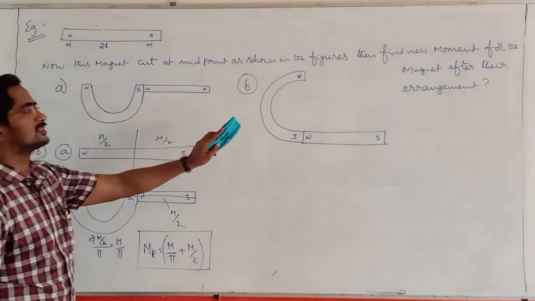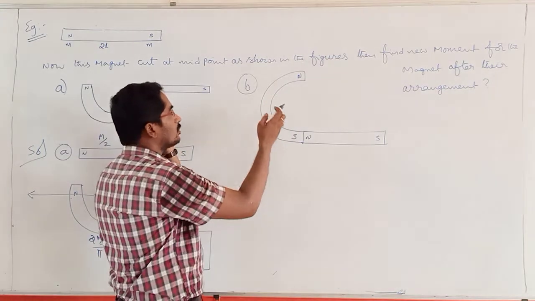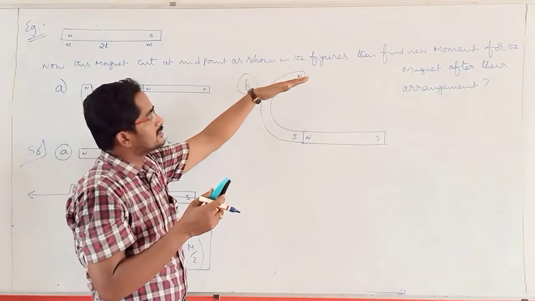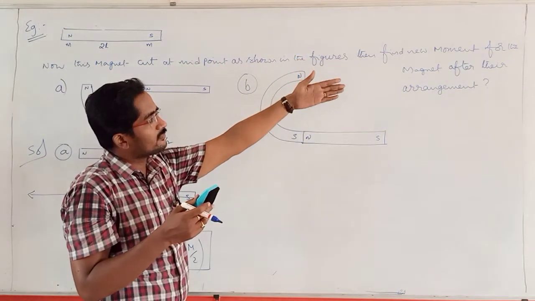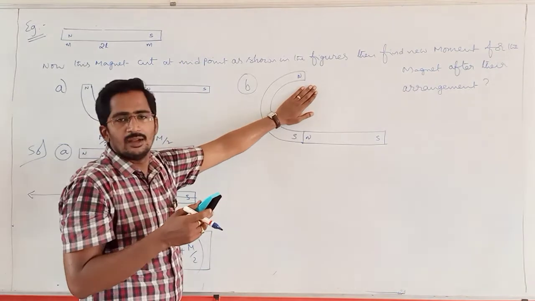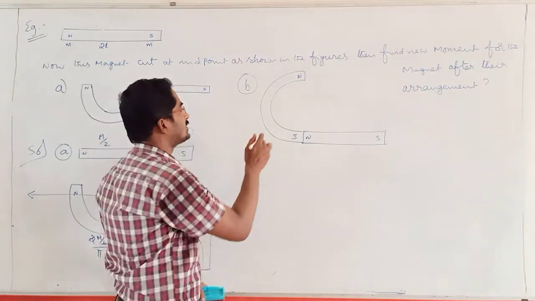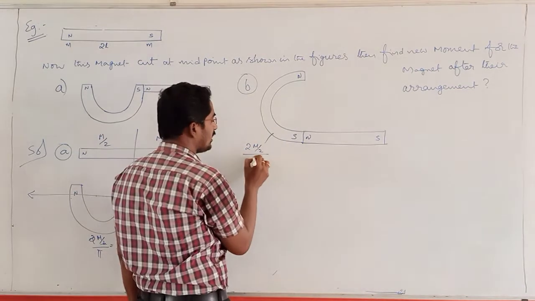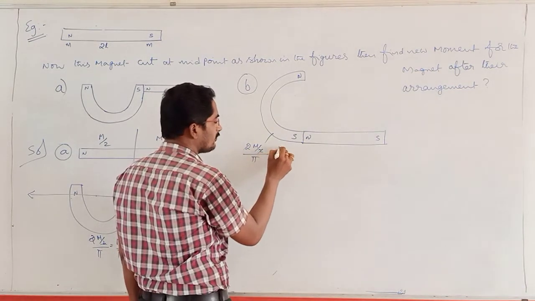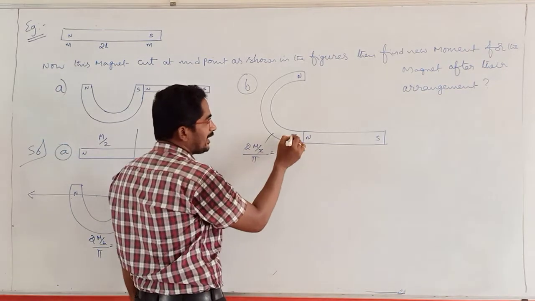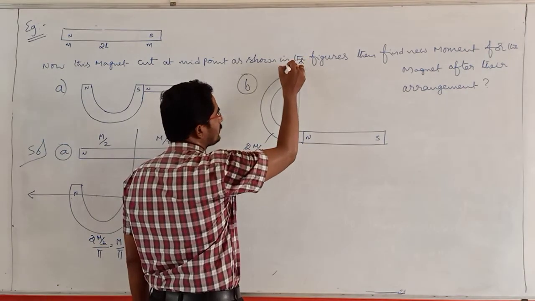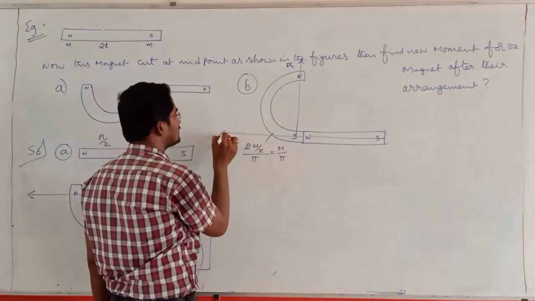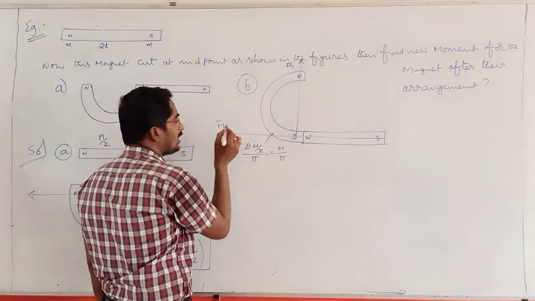Next, come to this. Same here also. Once this magnet is cut at the midpoint as shown in the figures, find the new moment for the magnet after their arrangement. So this is also the same. It has been cut at the midpoint, such that its moment value here is 2M by pi. To get this, we are getting M by pi. Its direction is south to north in this way, M1 bar. Its moment direction is south to north in this direction, M2 bar. M1 bar and M2 bar are both perpendicular.